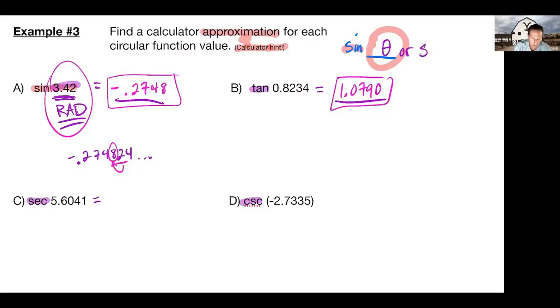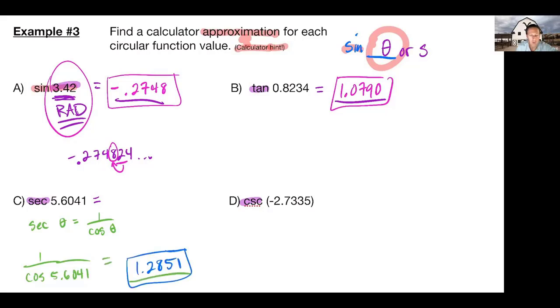But for the next two, they're a little bit different in that they gave us secant, and we don't have that button on our calculator, whether it's degrees or radians. So that means we have to change it. If you remember, the secant of any angle is equal to 1 over the cosine of that same angle. That's the only switch you have to make. You're going to have to put 1 divided by the cosine of 5.6041, and that will give you 1.2851.